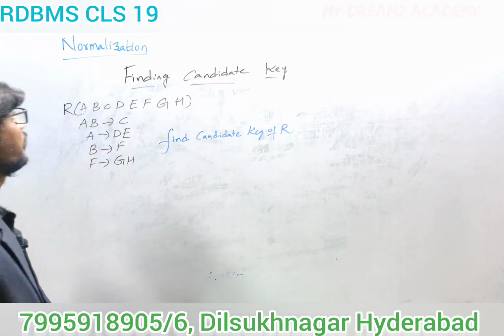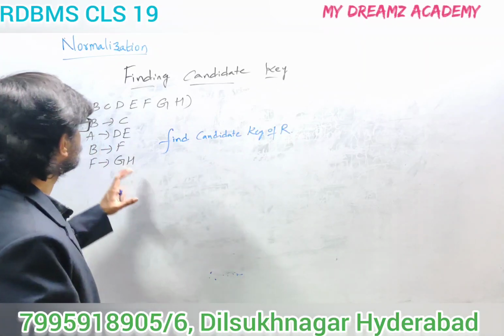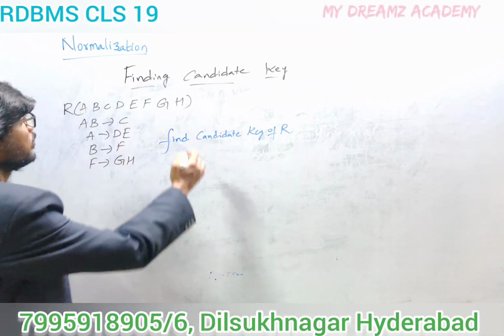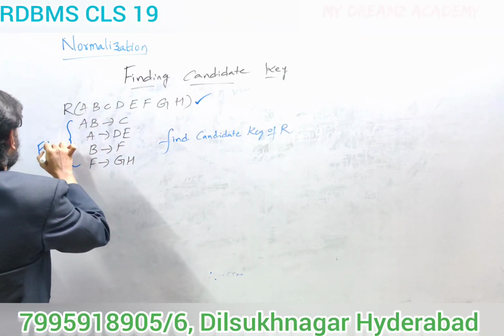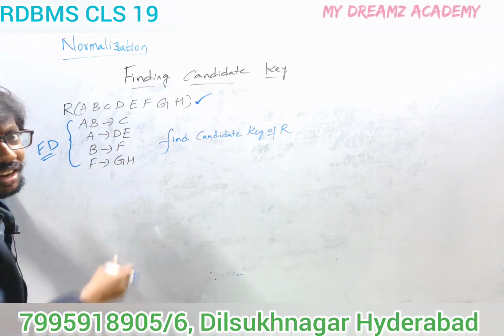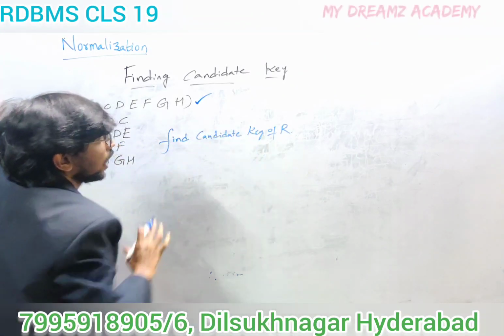Now, in this particular video, we'll discuss finding candidate key, right? So, here a relational schema has been given and functional dependencies are given. Now, all these functional dependencies are non-trivial functional dependencies. So, we need to find out the candidate key of R.